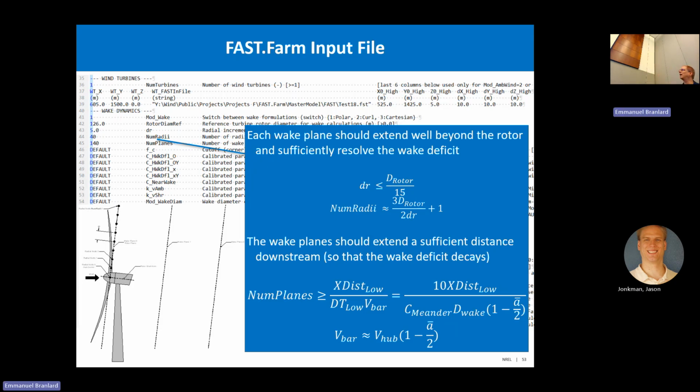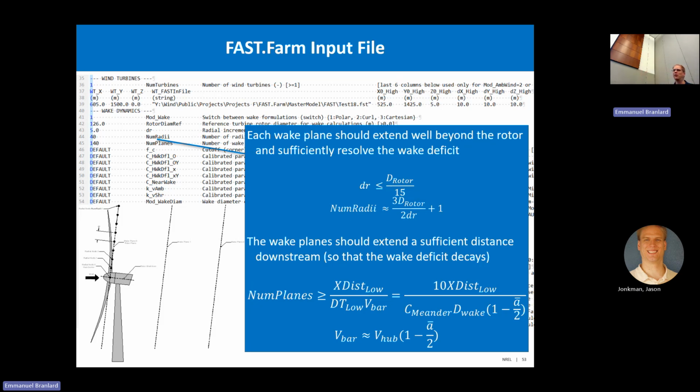And then the number of planes, here you can see the math. It's how much distance downstream you want it to propagate. Is it 10D? Is it 15D? Is it 20D? Divided by the time step and, say, the propagation speed of the wake.